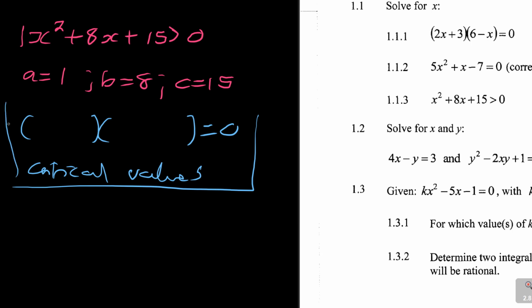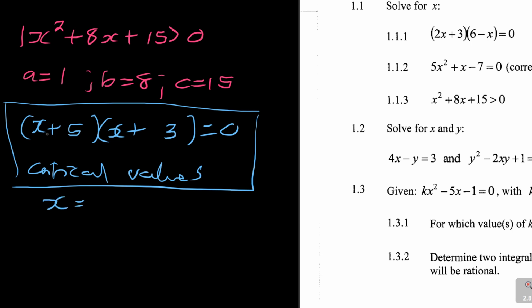So if I was doing that to get my critical values here, I will have my x here, my x here. I need the factors of 15, which is 3 and 5. Like this, I've got plus and plus. So my critical values are: x plus 5 is equal to 0, so take 5 to the other side, x is minus 5, or take 3 to the other side, x is equal to minus 3.